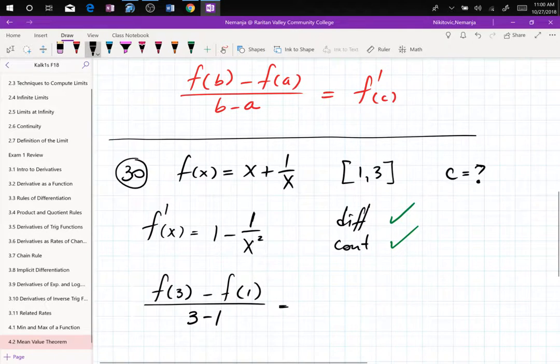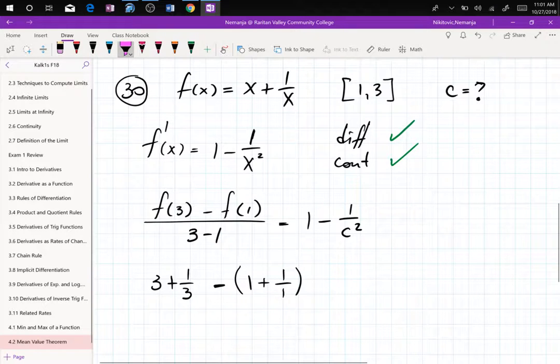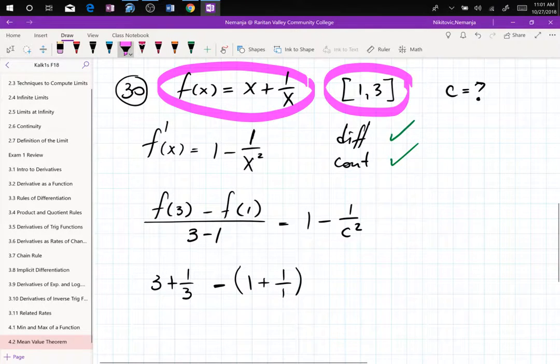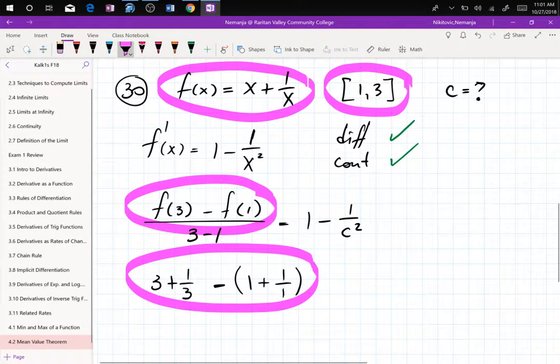On the other side, we have 1 minus 1 over c squared. The derivative of c, not derivative of x, the derivative of c, so x is replaced with c. So now, f of 3, well, that's 3 plus 1 over 3. Then we have minus 1 plus 1 over 1. So all I did is I took the original function, and I took my 1 and 3, and plugged them where they belong.